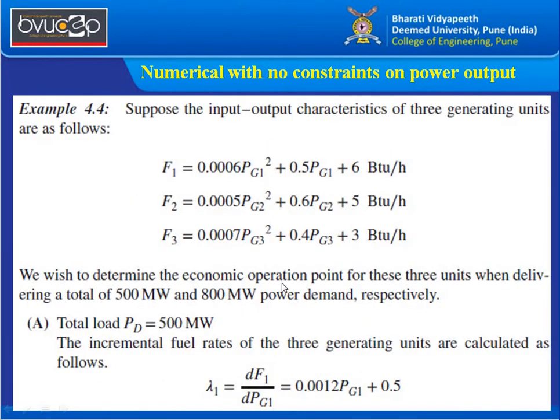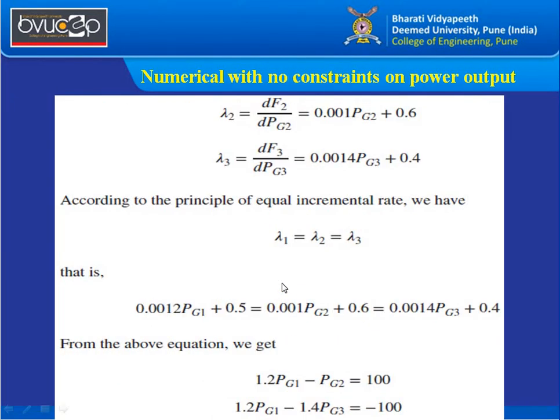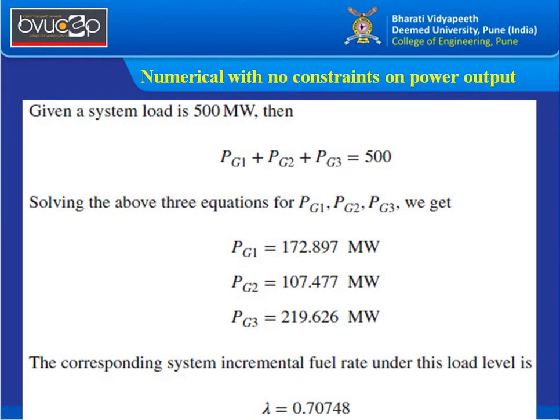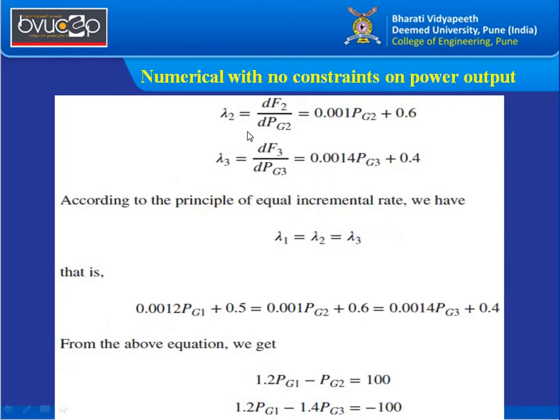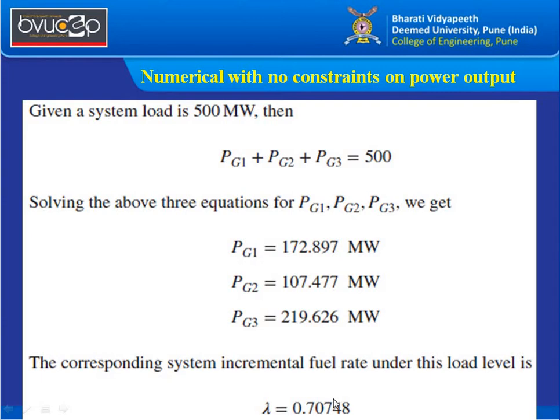So for lambda, when we substitute the value corresponding to the fuel rate under this load level, you can consider any values of Pg1, Pg2 or Pg3. You substitute in any one equation of lambda 1, lambda 2 and lambda 3, because all the three values are equal. Substitute in any of the equations and you will get the value of lambda as 0.70748.